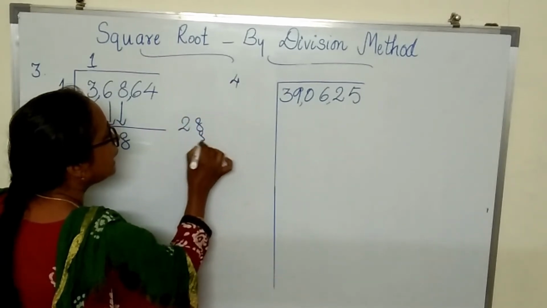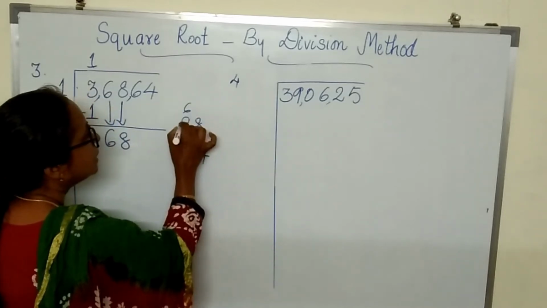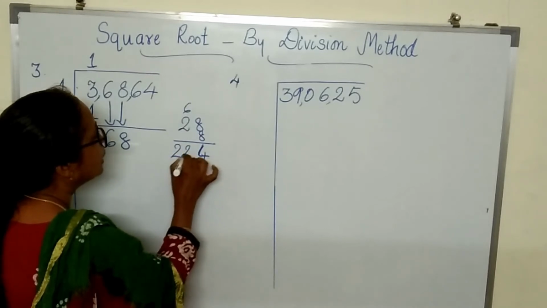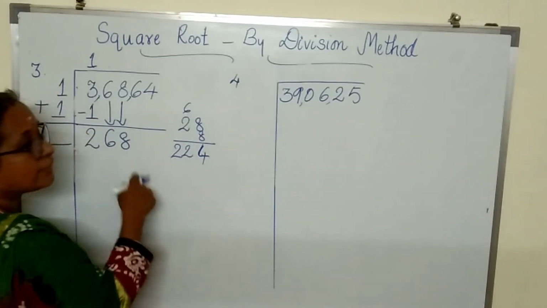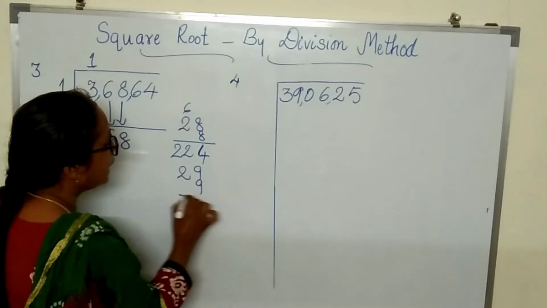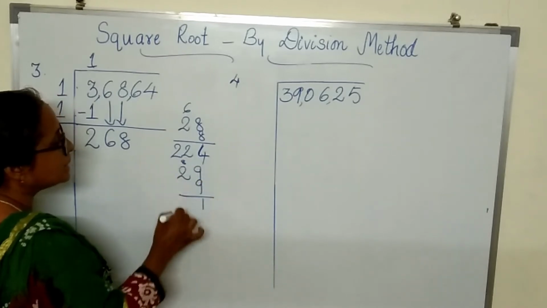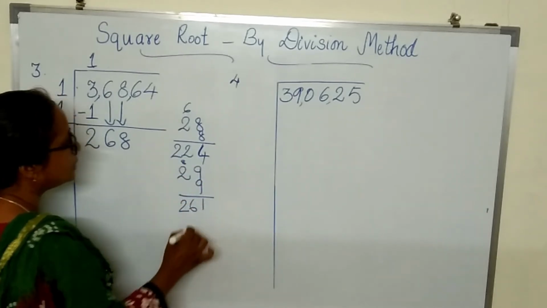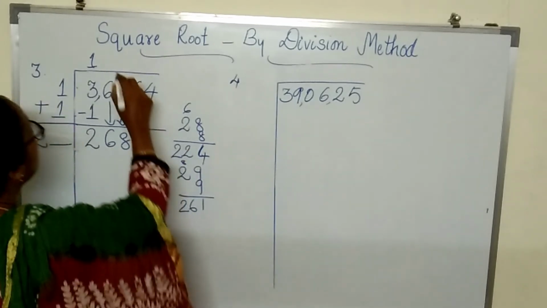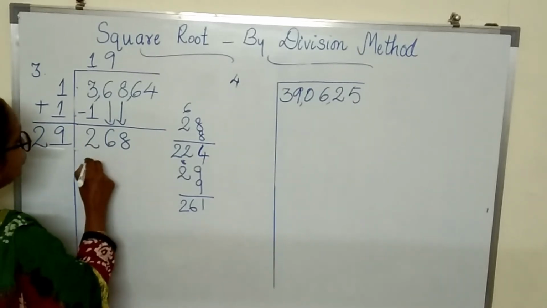If we try 28 8s, 8 8s are 64. 6. 2 8s are 16 plus 6, 22. It's still smaller than this number. We can try with one more number, that is 29 multiplied by 9. 9 9s are 81. 2 9s are 18 plus 8, 26. It's nearer to this number. So we can take 9. So write here and here 9. So what do we get?